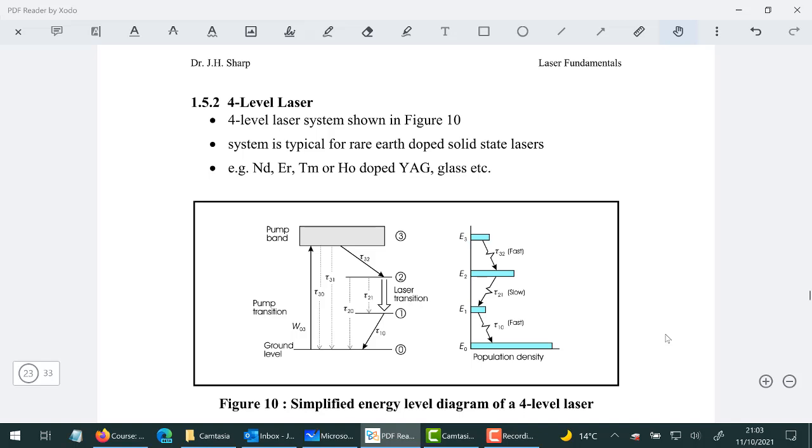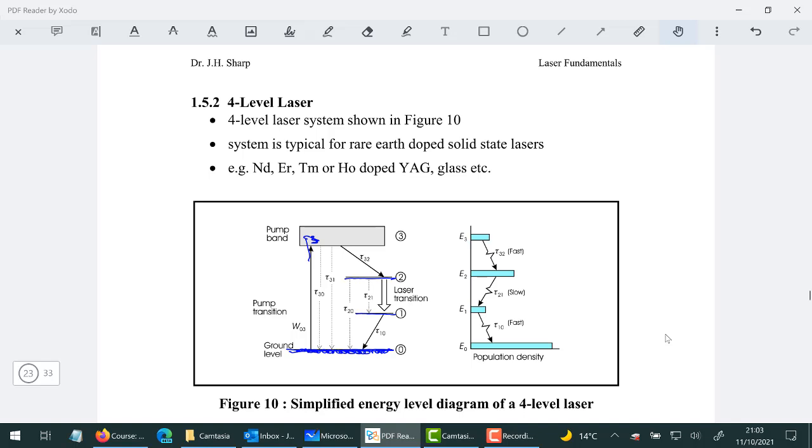So the 4-level system, we have our 2 energy levels, energy level 1 and energy level 2 again. But this time you'll see that energy level 1 is no longer the ground state. We have an energy level below energy level 1, which is where all the atoms like to sit normally. So that's our kind of ground fill, or where we get the atoms from to pump them up into the pump band. And again, the same thing as we had before.